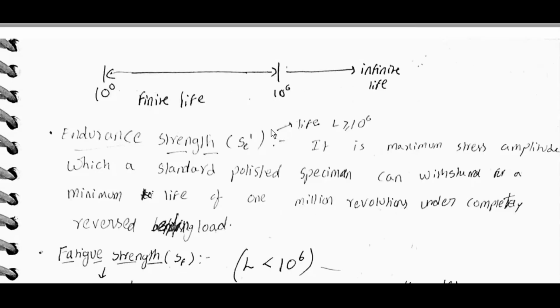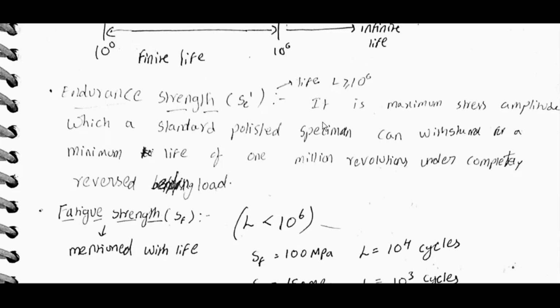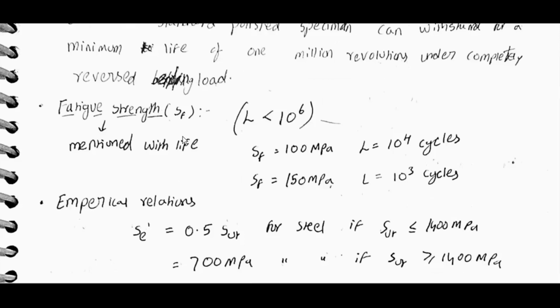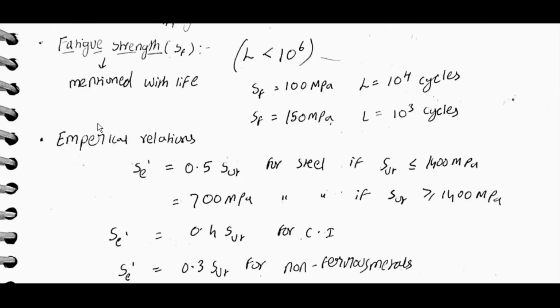Endurance strength, for life greater than or equal to 10 power 6, is SC prime. It is the maximum stress amplitude which a standard polished specimen can withstand for a minimum life of 1 million revolutions under completely reversed load. Fatigue strength SF, for life less than 10 power 6, is mentioned with life. SF is equal to 100 megapascal, L is equal to 10 power 4; SF is equal to 150 megapascal, L is equal to 10 cube cycles. As the cycles change, fatigue strength changes.